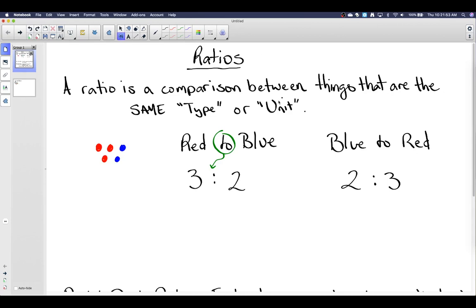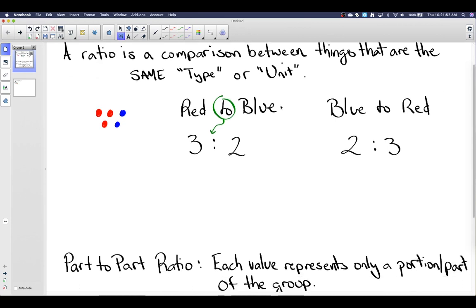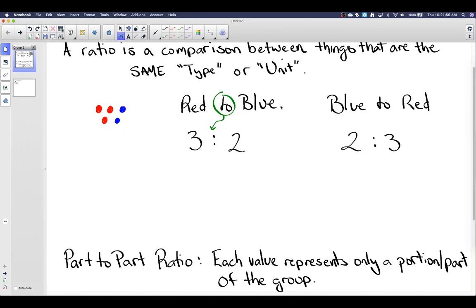This type of ratio is what we call a part-to-part ratio. It's a part-to-part ratio because each value that I'm looking at, so each number, represents only a small portion or part of the larger grouping. If we think about these marbles, this is all of the marbles that we have, and we are comparing two smaller groupings within that large group of marbles.